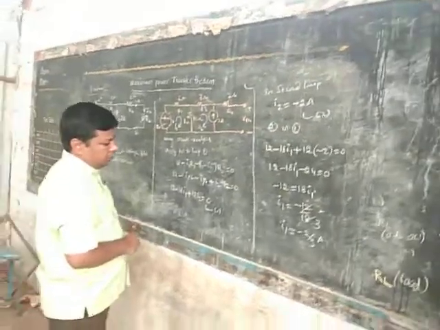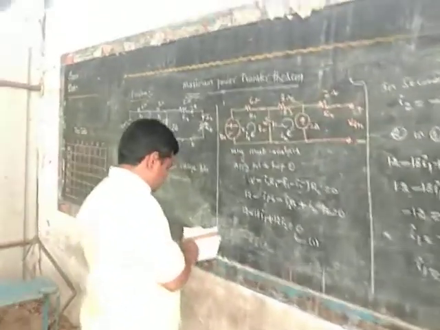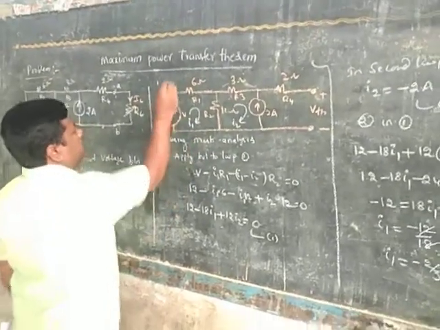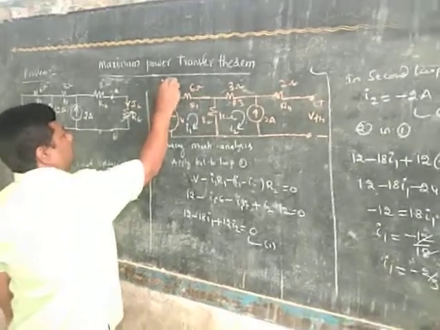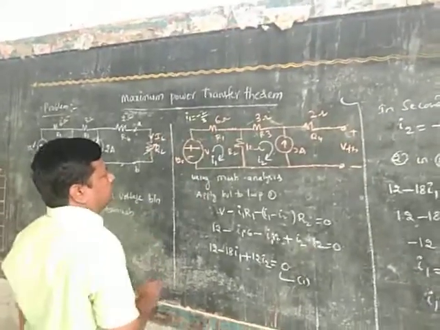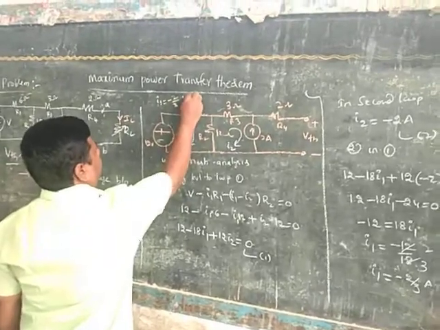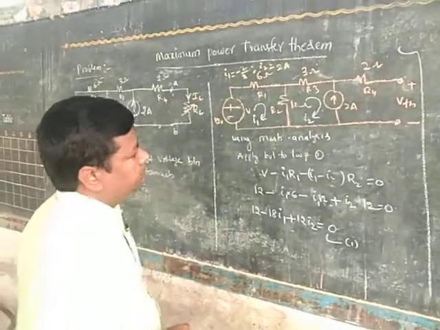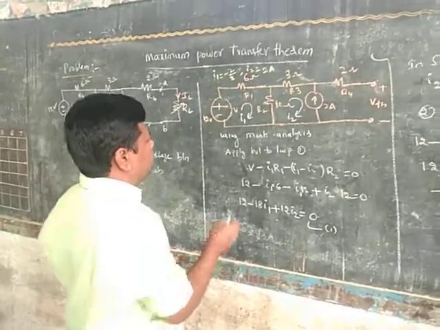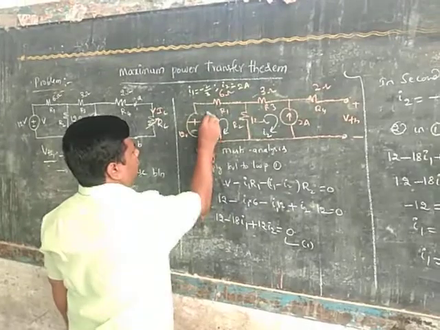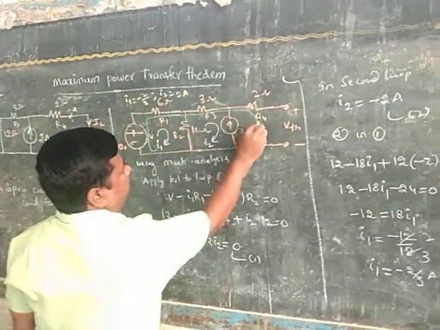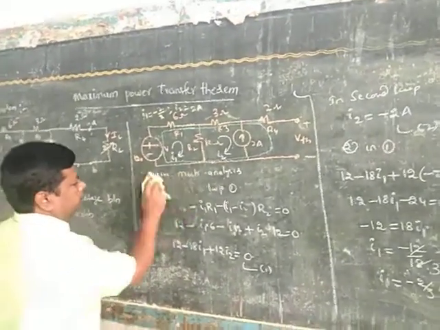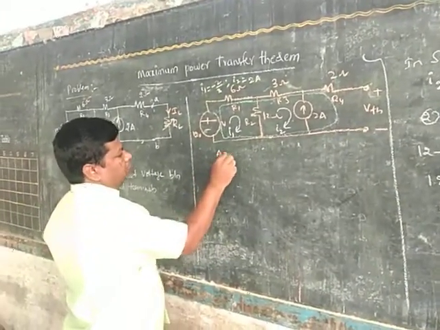Once you know the I1 current, I1 is equal to minus 2 by 3 and I2 is equal to 2 amperes. Then apply KVL to the outer loop. This is the outer loop.